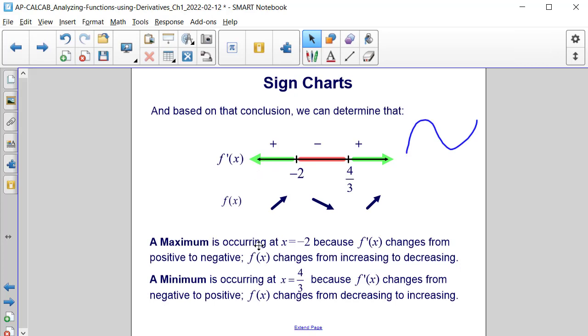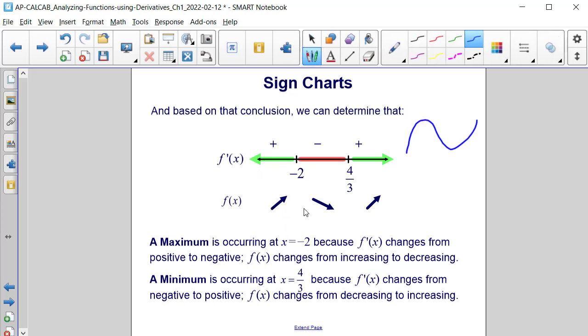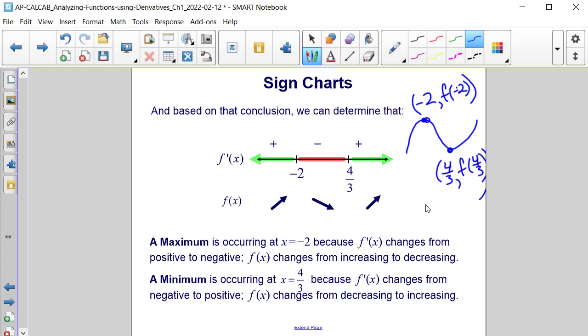And based on the conclusion that we made, we can see that at x equals negative 2, we have a maximum value. So this would be negative 2, and then if we substitute negative 2 back into our original function, we would be able to get the y-coordinate for it. And we can see that there is a minimum occurring at 4/3. So the ordered pair for that minimum value will be 4/3, comma, f of 4/3. And again, this is just a rough sketch of what's happening here.